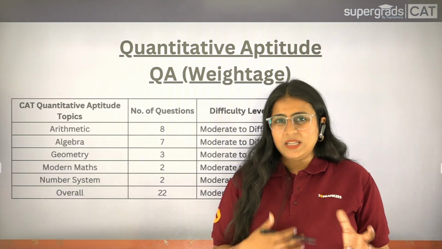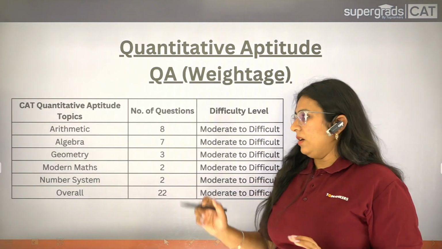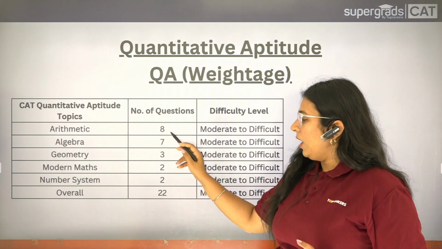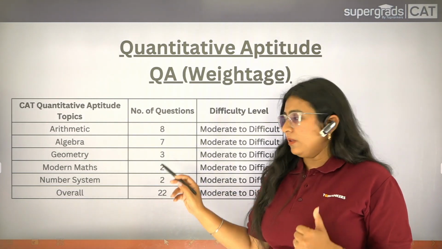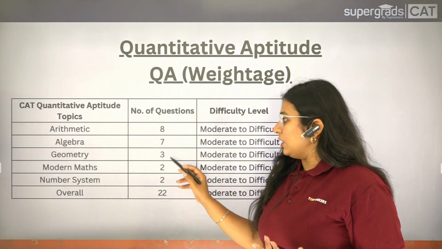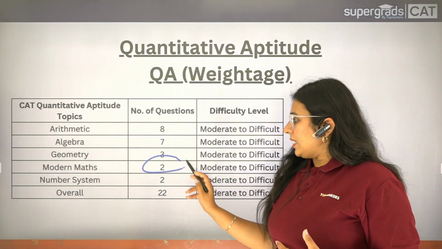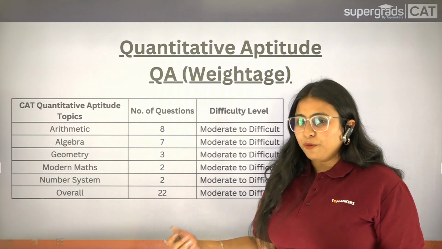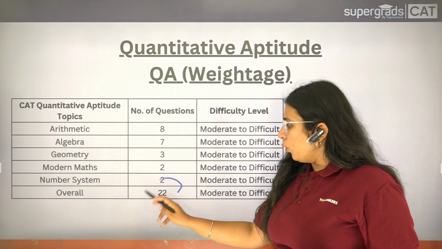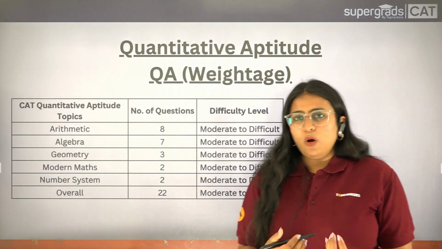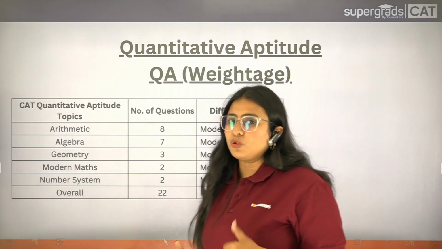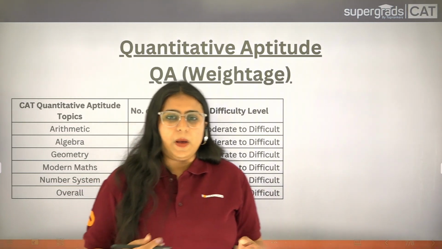क्यूए की अगर मैं बात करूं, as I mentioned, अरिथमेटिक और एल्जेब्रा heavily dominate करते हैं सेक्शन को. 8 questions you have of arithmetic, 7 you have of algebra. Then geometry में you get around 3 to 4 questions. Then modern maths again 2 questions, number system again 2 questions you have. So overall 22 questions.